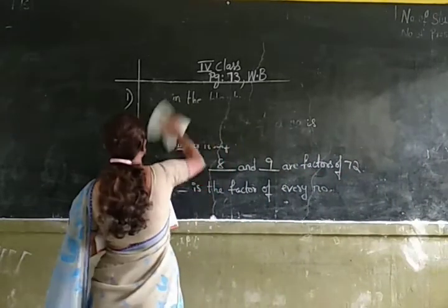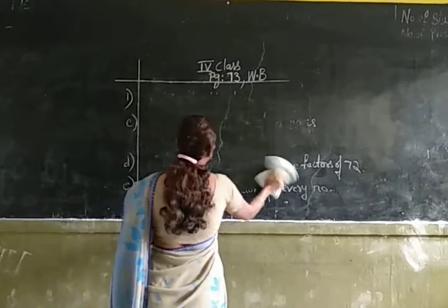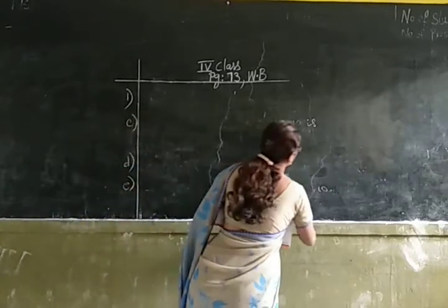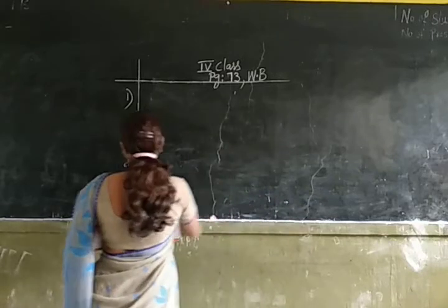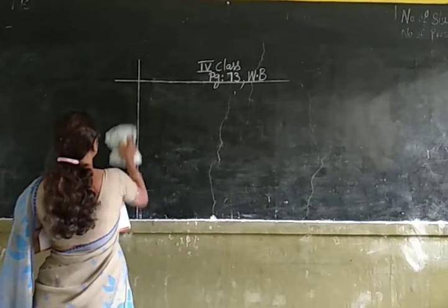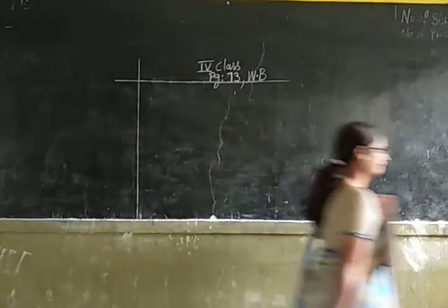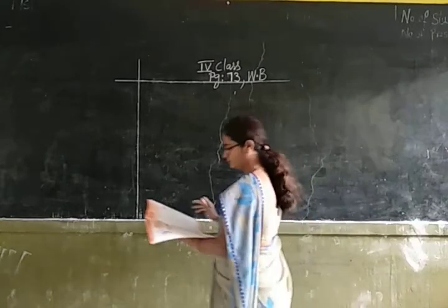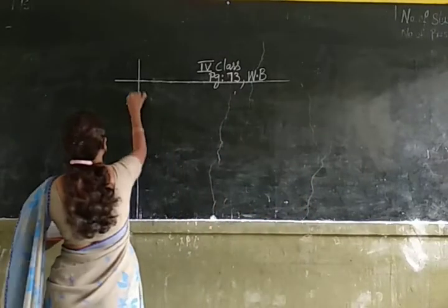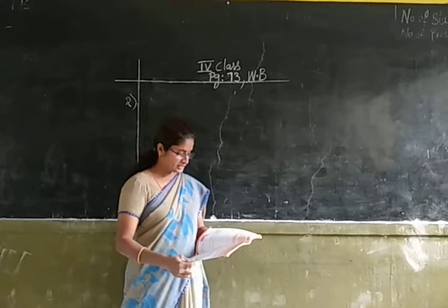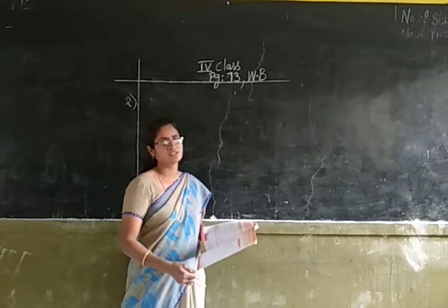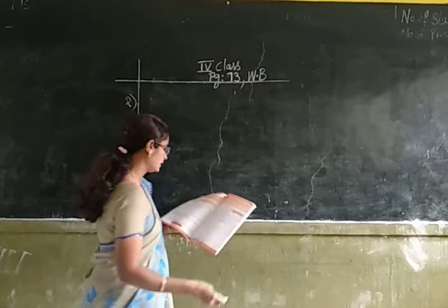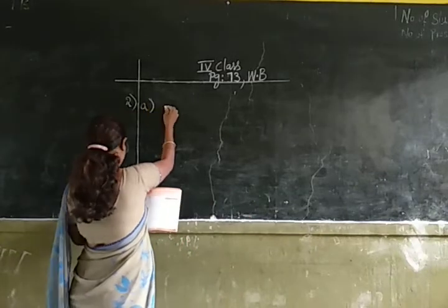Okay children, now let us do the second question in the workbook. What is the second question? Tick the correct option. Here some questions are given. You have to tick the correct options. Let us do the A question.